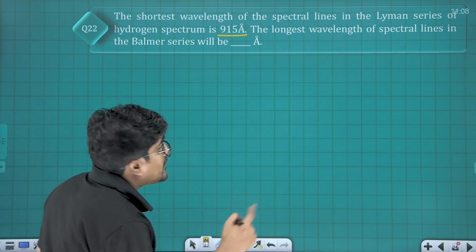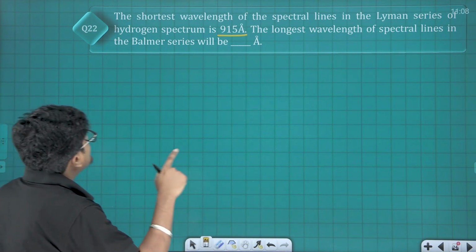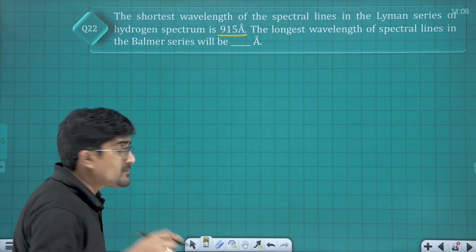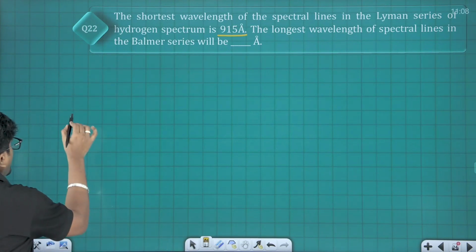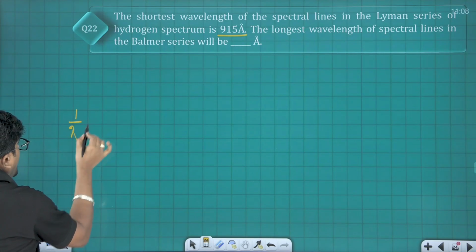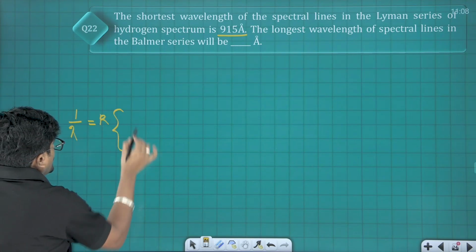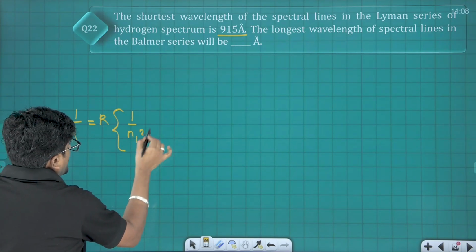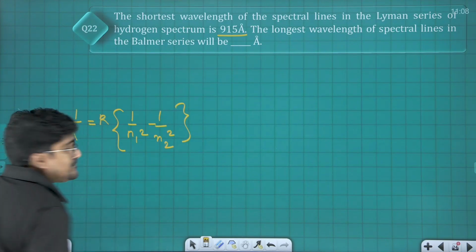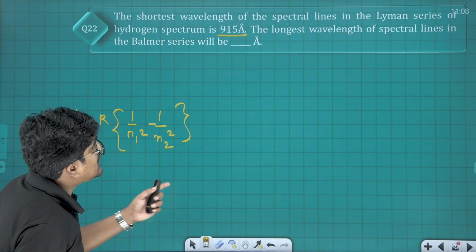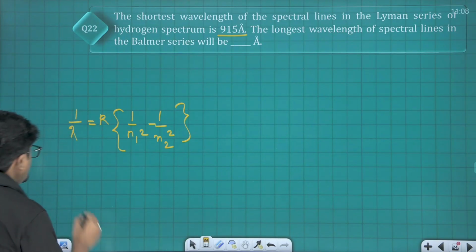So first of all, they are telling about Lyman series. In Lyman series, the shortest wavelength means the maximum energy. Maximum energy means it is coming from infinity. So we know the general expression: 1 by lambda equals capital R into 1 by n1 square minus 1 by n2 square. Here we are considering the shortest wavelength, maximum energy difference.